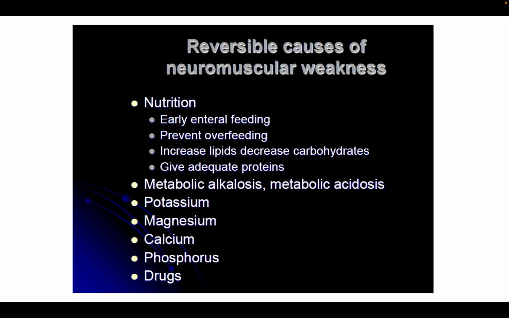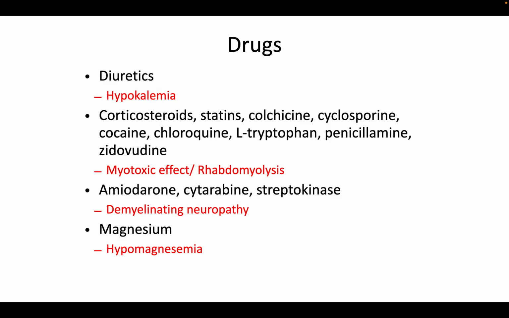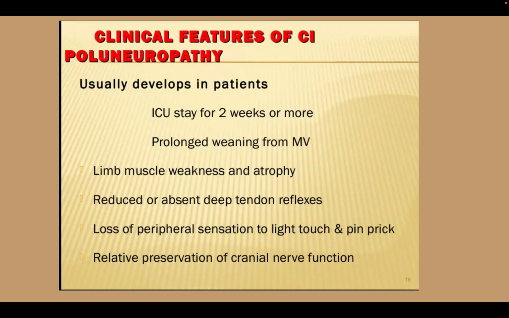So coming to the reversible causes of neuromuscular weakness, we had actually discussed this in that particular slide, so I'll skip it, but here I want to stop and make sure that you don't miss these drugs. Importantly, diuretics, which can cause hypokalemia, corticosteroids, statins, colchicine, cyclosporin, chloroquine, L-tryptophan, penicillamine, which have myotoxic or rhabdomyolytic effects, amiodarone, streptokinase, which may have a demyelinating neuropathy effect, and magnesium, which can cause hypomagnesemia.